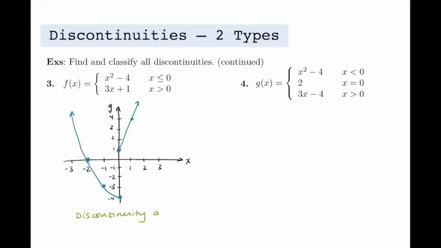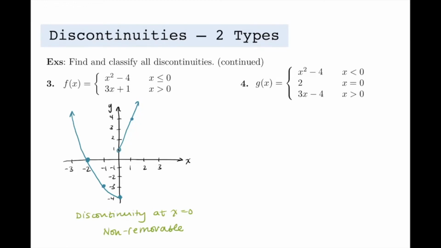We want to classify this into removable or non-removable. Well, it's not like we could factor and cancel anything out, so that's not the way to determine that in this case. We want to see, is there a way to redefine the value at x equals 0 in order to put these two pieces together? And of course there's not. So in this kind of situation, it will always be non-removable.